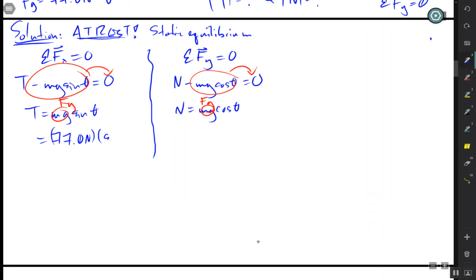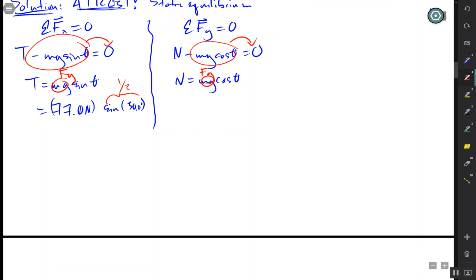So, 77 newtons times the sine of 30.0 degrees. That will give you half. Sine of 30 is a half, right? If you remember your unit circle, half of 77, which, looking at the answer key, there we go. And we're going to do the same thing for the normal force.